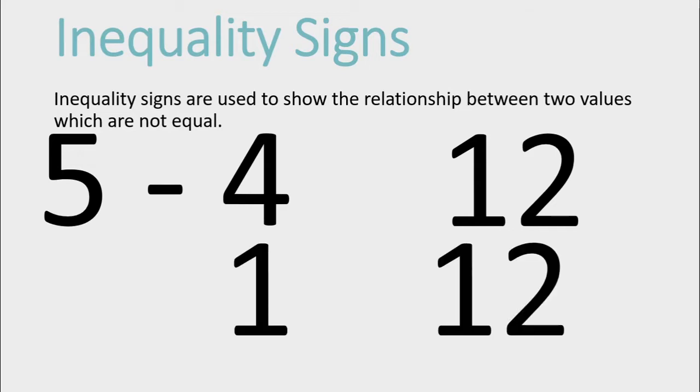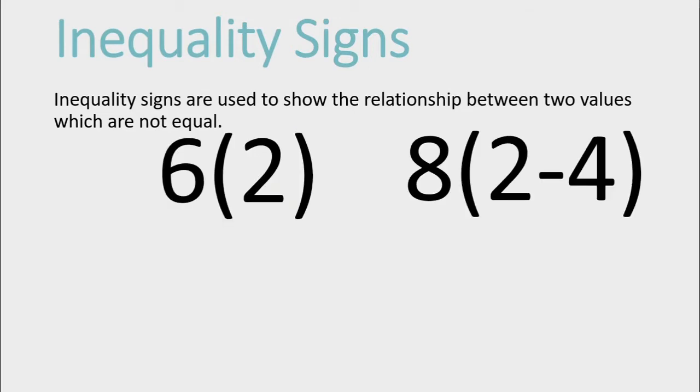5 minus 4 is 1, and 1 is definitely smaller than 12. So rather than putting an equal sign, I pinched down the side that was smaller. So I've made that side of the equal sign smaller and the other side bigger. So this is not an equal sign. This shows me that 1 is less than 12. This is a less than sign.